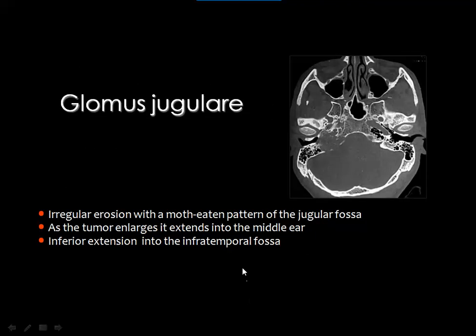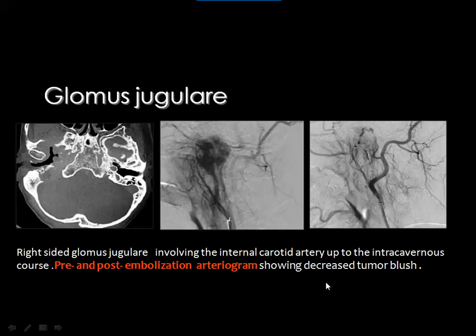So if you look here, this is the site of the jugular fossa, and there are significant erosive changes, and the fossa is markedly enlarged. Sometimes other lesions can do this, like metastasis, for example, but you need the soft tissue window image, and you need the enhanced images to see the strong enhancement of the lesion.